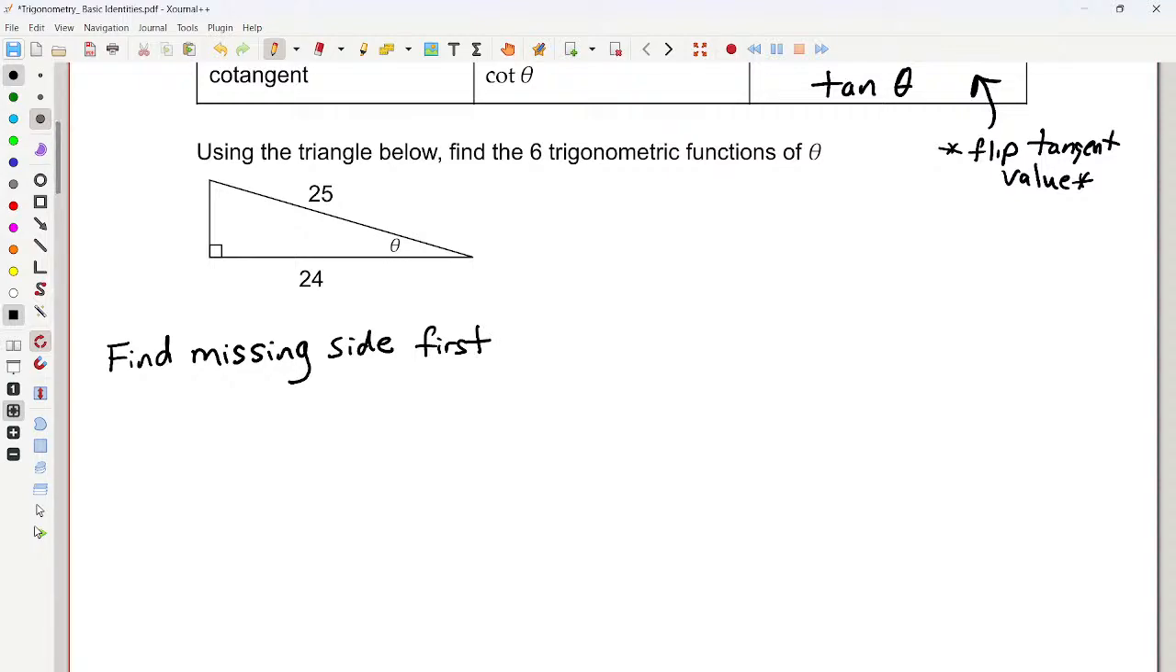Let's find the missing side first. Good old Pythagoras says a squared plus b squared equals c squared. Most important thing, c is the hypotenuse, the biggest side right there, opposite the 90. Doesn't matter what we call a and b, so I'll say a squared plus 24 squared equals 25 squared.